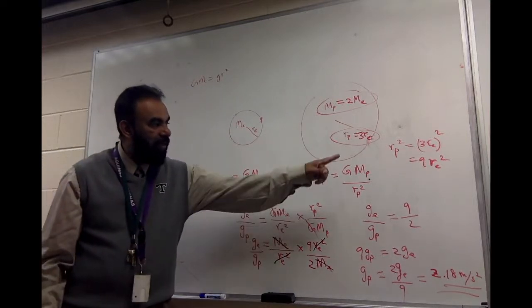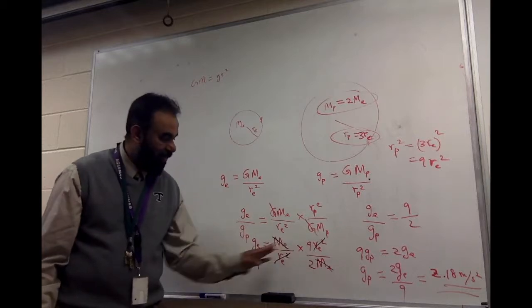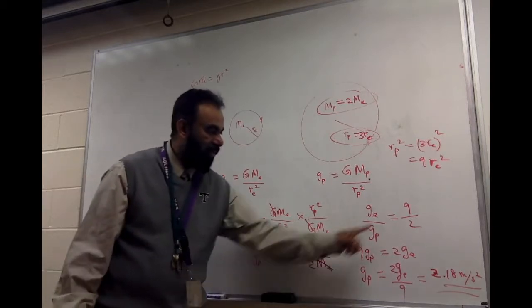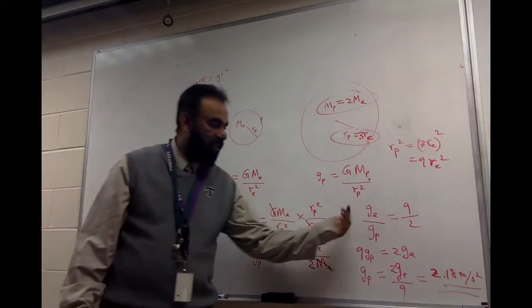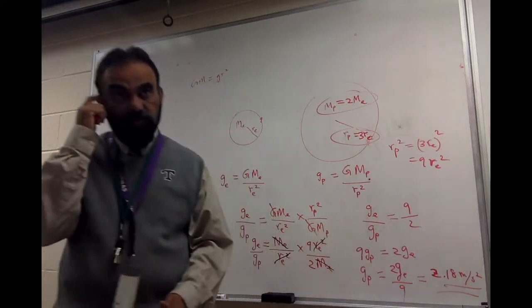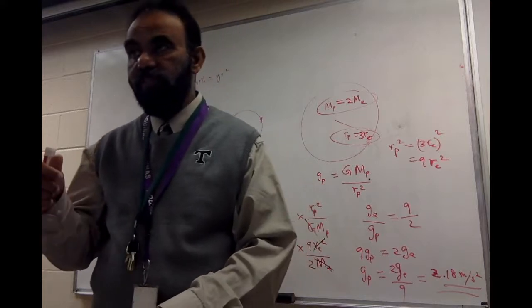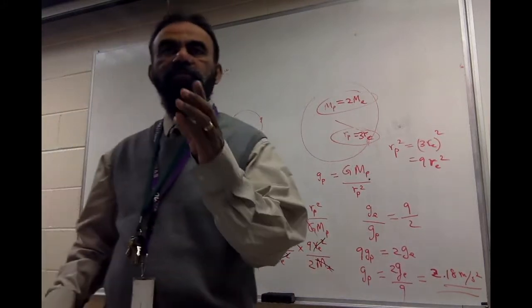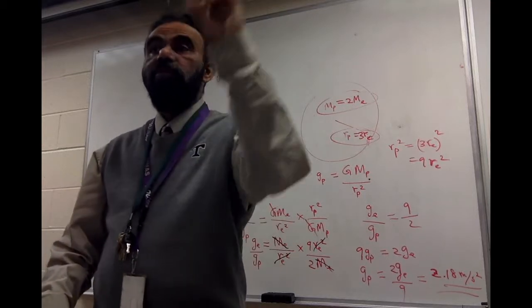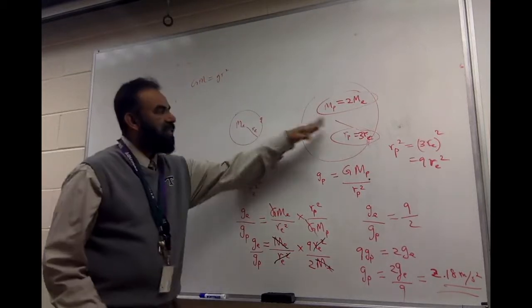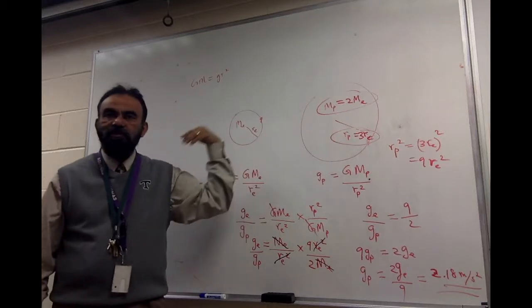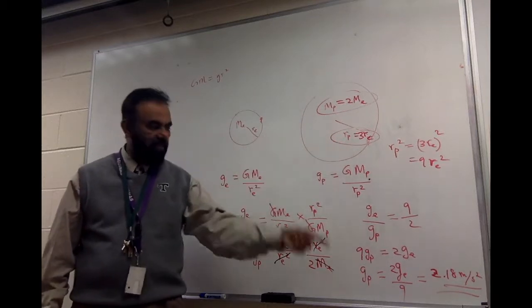So instead of R_P squared, I'm putting 9R_E squared and getting rid of all the mass of the Earth and all those things, and then you have a simple ratio. And then you can compare the acceleration due to gravity on those planets. Get it? Any other questions? So if you want to find the acceleration due to gravity on the moon, all you have to get is how many times the Earth's mass is the moon, how many times the radius, and then you can actually figure that out.